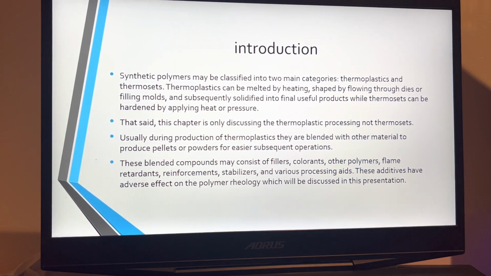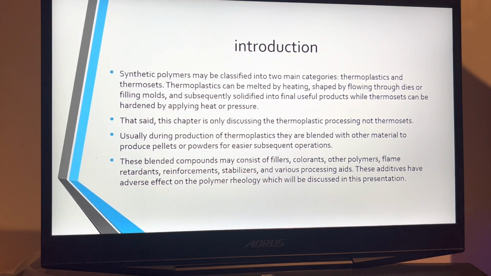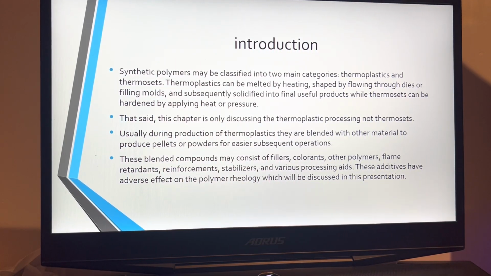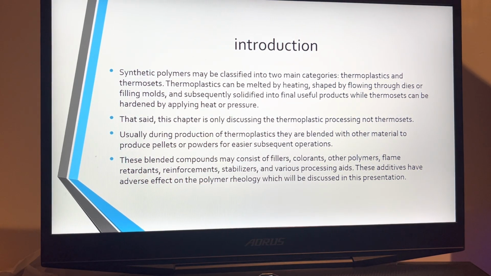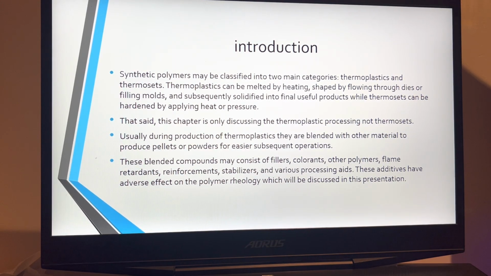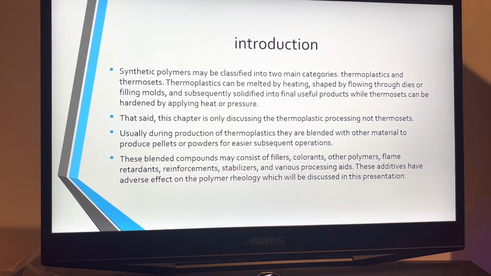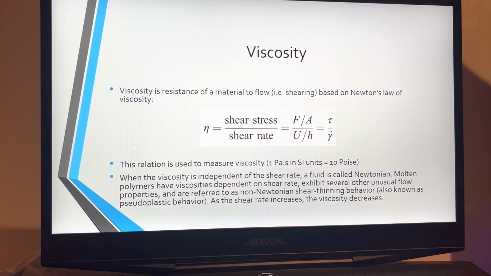Usually during production, thermoplastics are blended with other materials to produce pellets, powder, or flakes for easier subsequent operation. These blended compounds may consist of fillers, colorants, other polymers, flame retardants, UV protection, reinforcements, stabilizers, and various processing aids. These additives have an adverse effect on the polymer rheology, which will be discussed in this presentation.